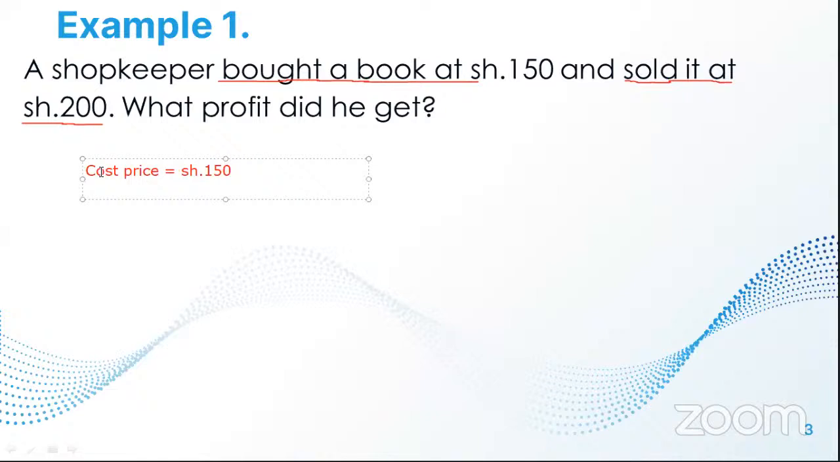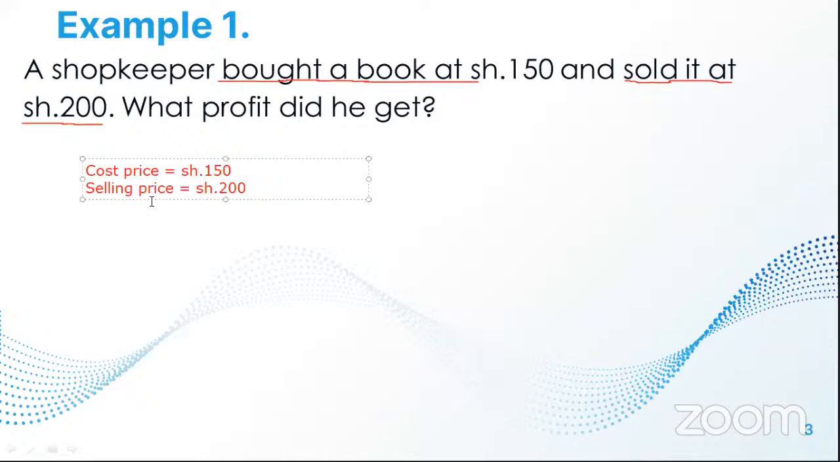Then the selling price: after buying the book, the shopkeeper sold it. So the selling price of the book is 200 shillings. Now they are asking you to find the profit. This means there is a profit, because we make profit when the selling price is bigger than the cost price.